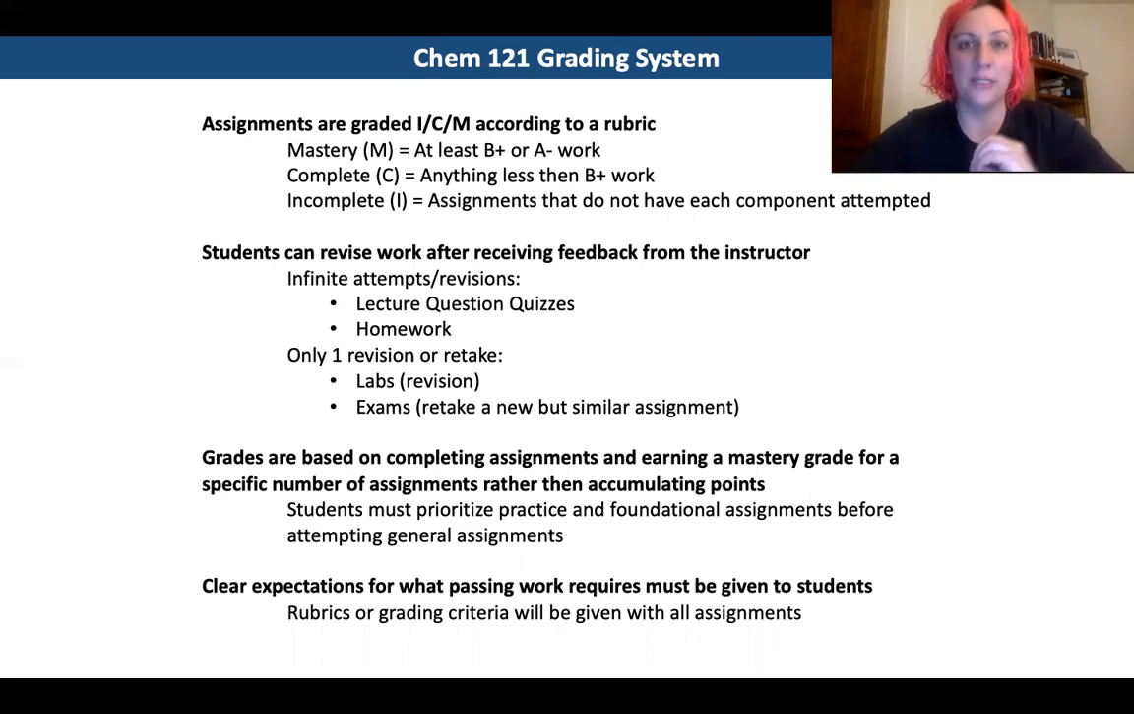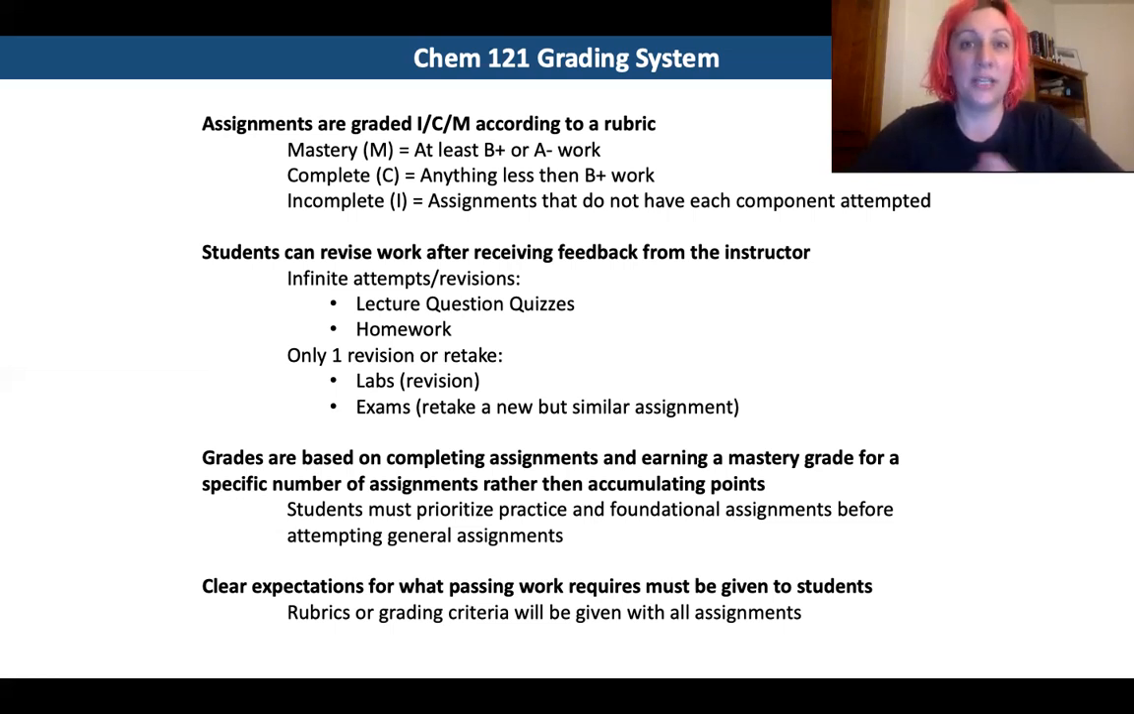Now, these are my real assessments. These are where I find out what you actually know about the chapter's material, how well you understand it. The lecture questions and the homework, these are just practice to help you learn. In general, grades are going to be based on the number of assignments you complete and the number of assignments that you complete at a mastery level, either the first time you try it or the second. Having a revision or a retake on an assignment to get to a mastery grade doesn't hurt your grade at all. It'll be the same as getting it on the first try.